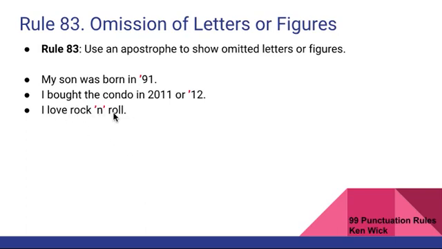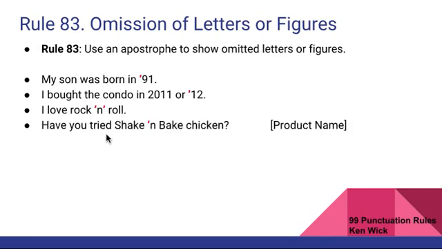I love rock 'n' roll. So to show the omitted letters, we use apostrophes. Have you tried shake 'n bake chicken? Now you're thinking, why is there not an apostrophe here? I use this example to point out they are using an apostrophe for an omitted letter, but this is a product name, so you follow the spelling of the product name, and it does not have an apostrophe on the other side. This is a good example of showing an apostrophe for the omitted letter, but also using the spelling of the product name.